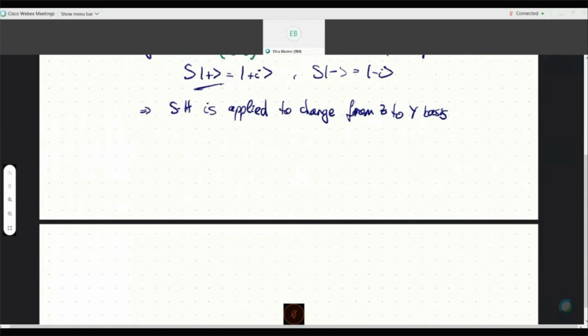Okay, then let's continue with multipartite quantum states.